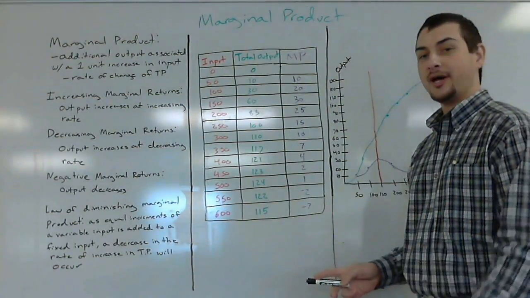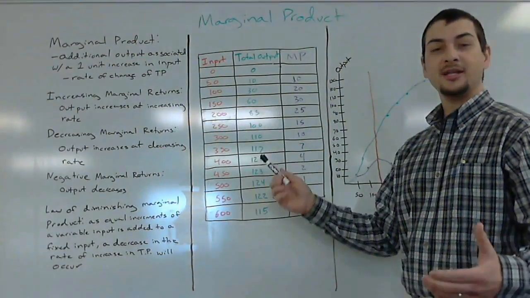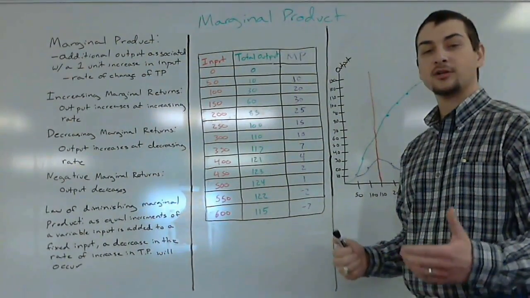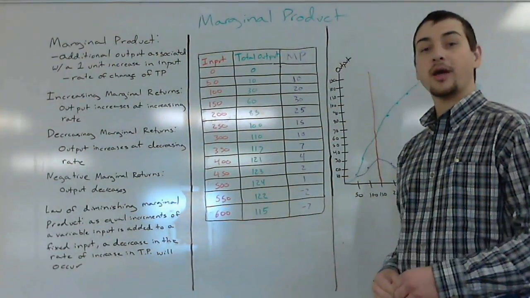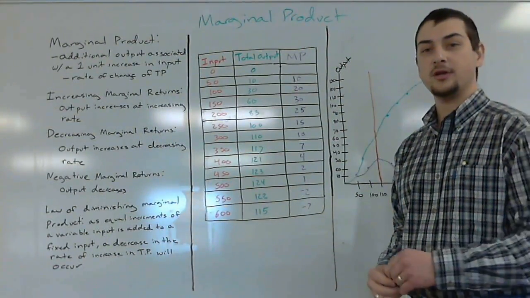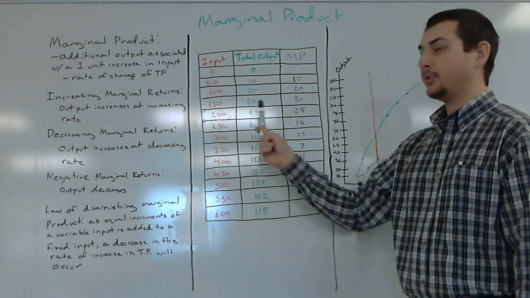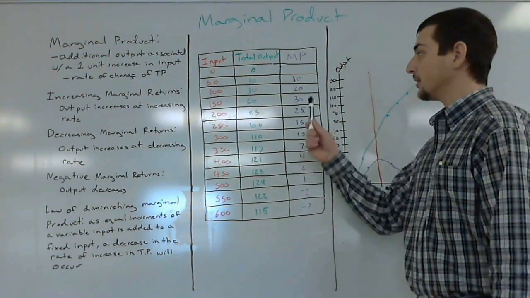If you look at this table, it lists input and then total output. That input and total output is that factor product model that we talked about in the very beginning, that total product line that we originally drew in the last video. We have a relationship between input and output, and then we add this marginal product over here.